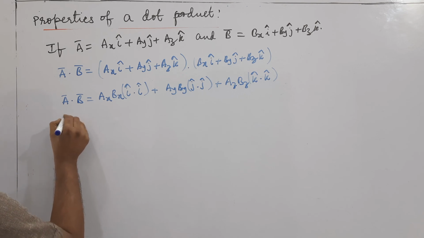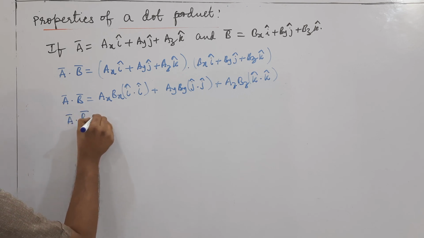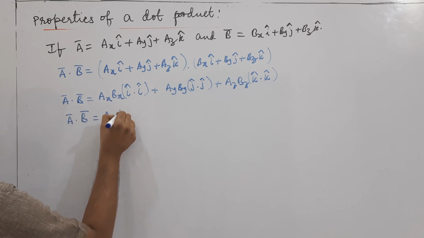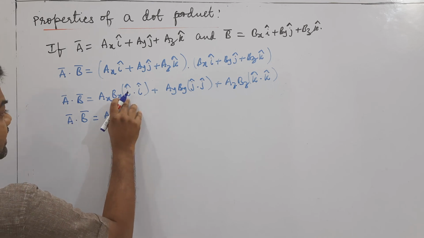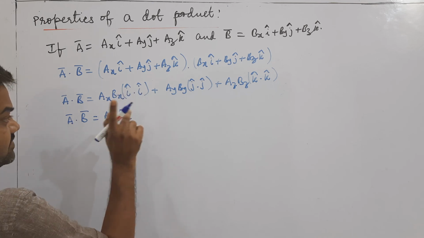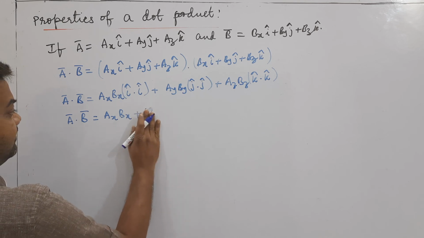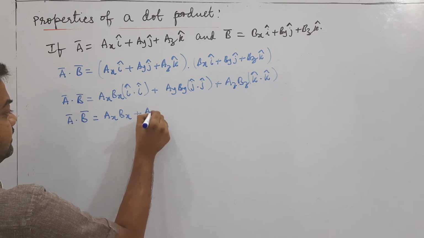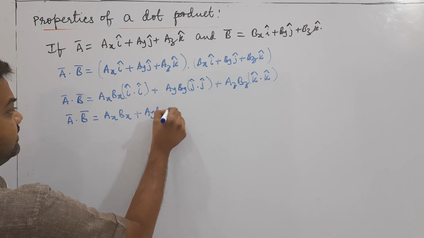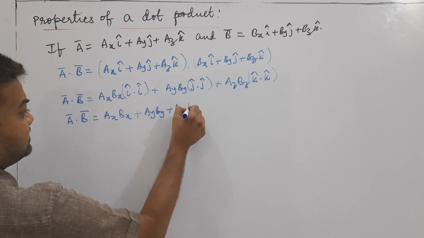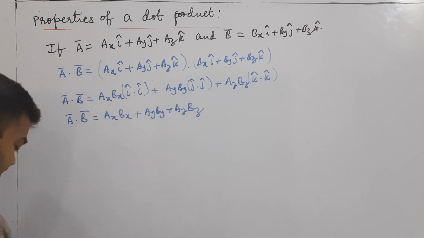That's why we can write a bar dot b bar is equal to, finally, ax bx, since i cap dot i cap is 1. We need not write the other terms, so ax bx plus ay by plus az bz, like this we can write.